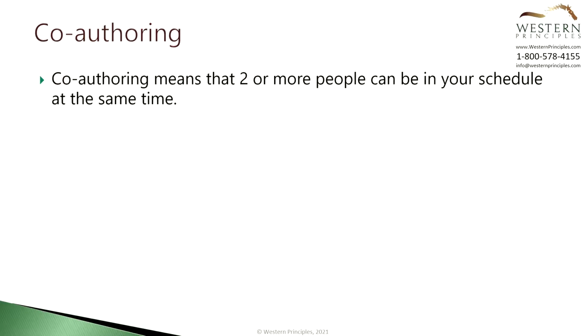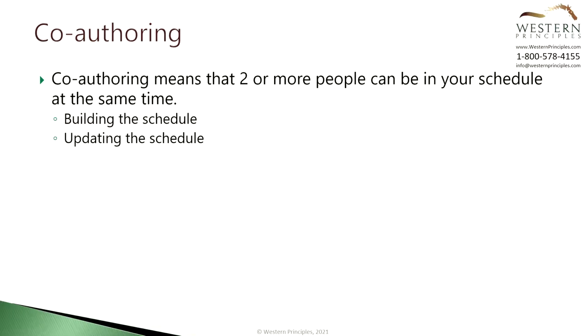Co-authoring means that 2 or more people can be in your schedule at the same time. When they're in there, the team can be working together to build the schedule, for example. That might be a good thing. The theory goes that the best schedule is one that's put together by the team. It improves buy-in and ownership and ultimately drives project delivery performance.